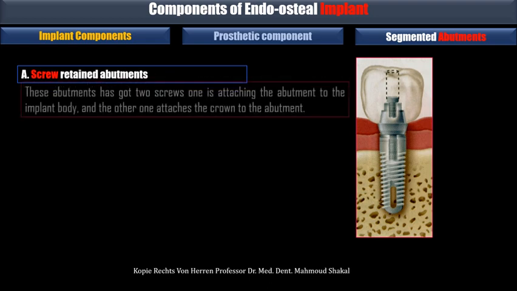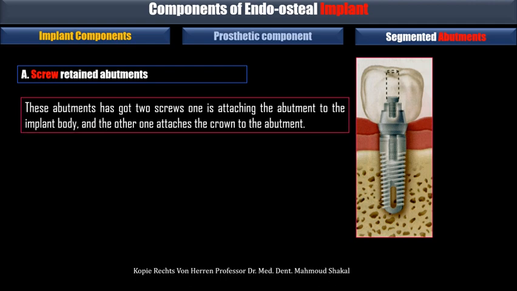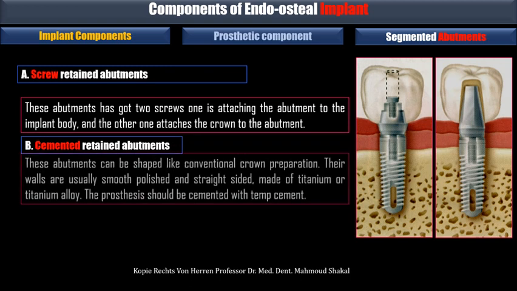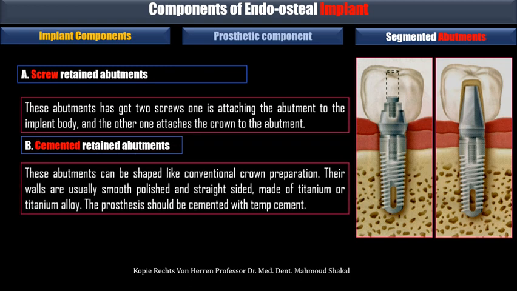Screw retained abutments. This abutment has got two screws. One is attaching the abutment to the implant body and the other one attaches the crown to the abutment. Cement retained, as I described before. These abutments can be shaped like conventional crown preparation. Their walls are usually smooth, polished, straight-sided, made of titanium or titanium alloy. The prosthesis should be cemented with temporary cement.